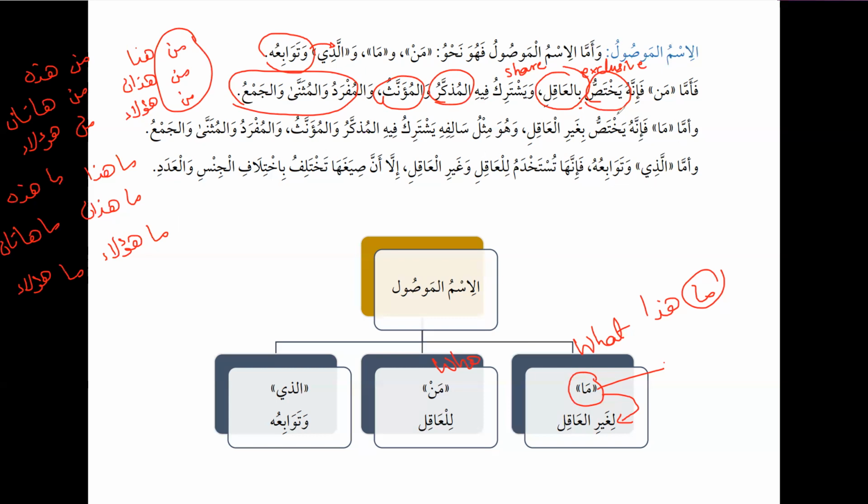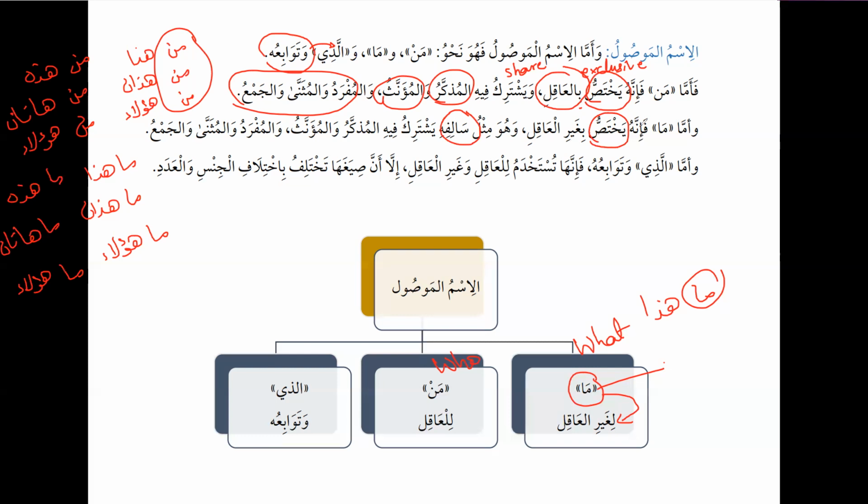Okay. Ma also, we said, is exclusive to the non-rational, and it is like its salif. What is the meaning of salif? Something that has preceded. We did this word a few days ago. We did the word salif or salaf last, maybe in the third class. That salif means something that has preceded.